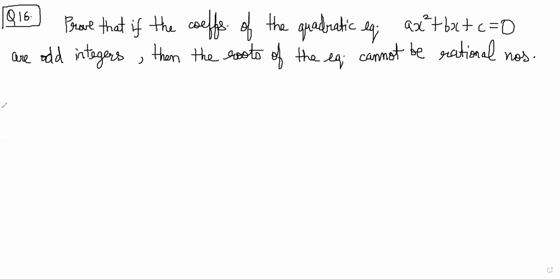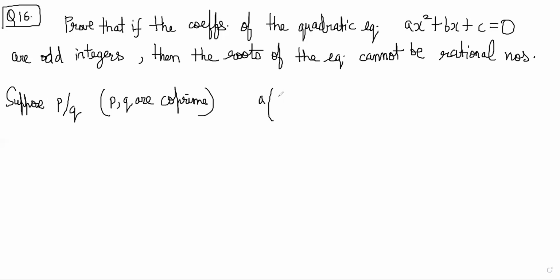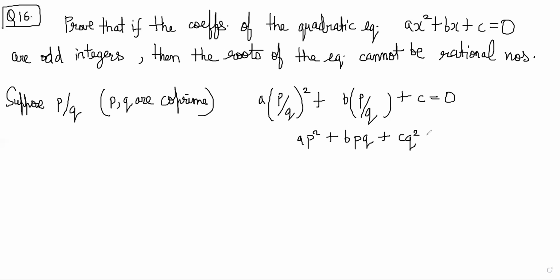Okay, so let's say, suppose we have a rational root p by q of this quadratic, where p and q are co-prime. So we should have a into p by q whole square plus b into p by q plus c is equal to 0, right? So therefore that becomes ap square plus bpq plus cq square is equal to 0, right? This is my equation. Now, if the coefficients of the quadratic are odd, we have to prove that roots cannot be rational. Correct. So let's think about what are the cases for p and q.